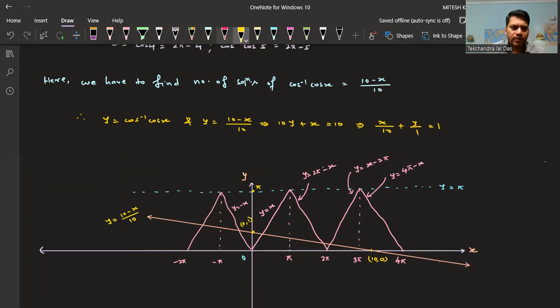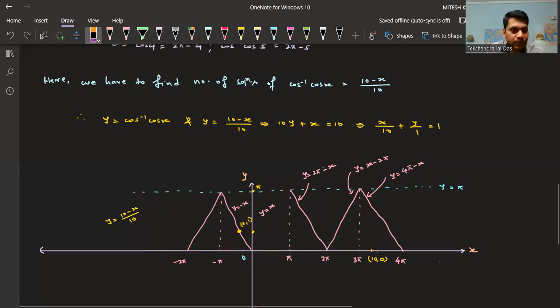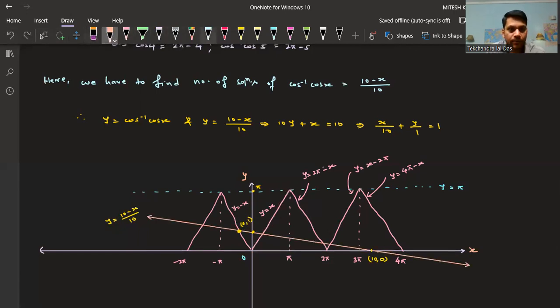Clearly we can see the points of intersection here. One point is here, but you can't take this point because we have to find solutions in 0 to 4 pi, so no need to take this point. One point is here. 1, 2, 3. There are 3 solutions. Definitely, you can see from the graph.